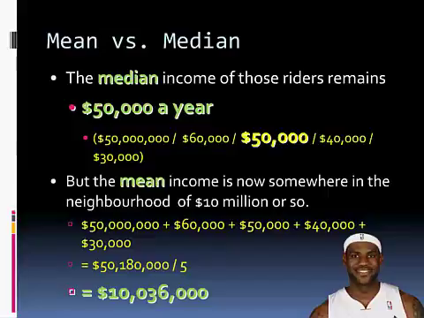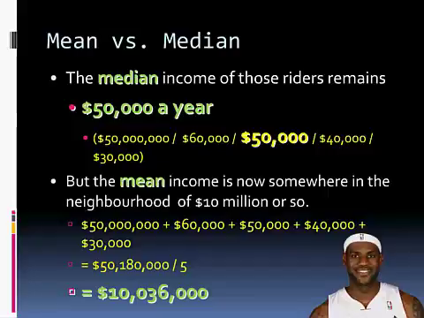But all of a sudden the mean is quite different. The mean jumps up to 10,036,000. That's because we've added up all of our salaries, our incomes, and we've divided by 5. That is not very accurate of that ridership, is it? 4 people had incomes of 60,000 or less, and only one had $50 million. I can't say that I can draw the same conclusions from these riders on this bus using mean as I could with median, and that's very important.